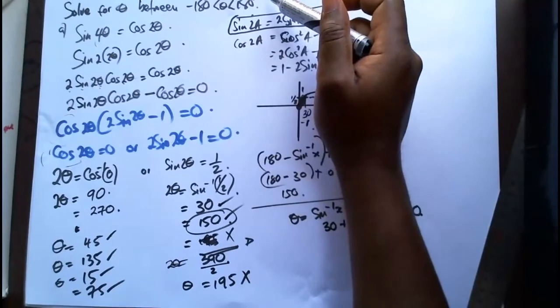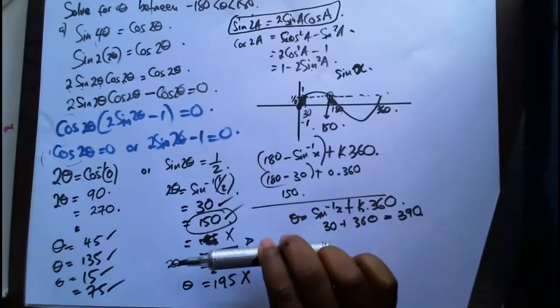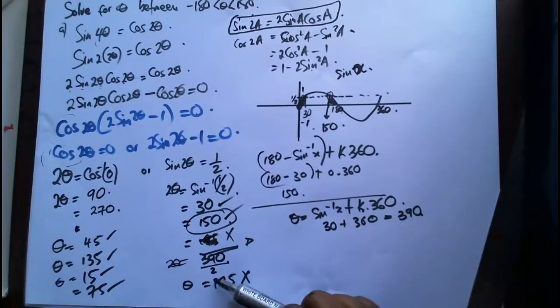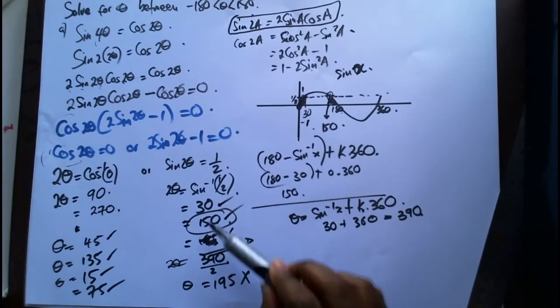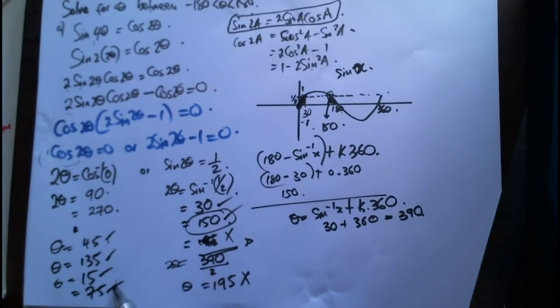Which I said is not within our range. I was just trying to show you that you stop at 150, because the moment you go ahead, it becomes wrong. So that's why I put 195 and put an X here to show that it is not within our range. What we want is 1, 2, 3, 4, 5, 6 solutions that will help us.